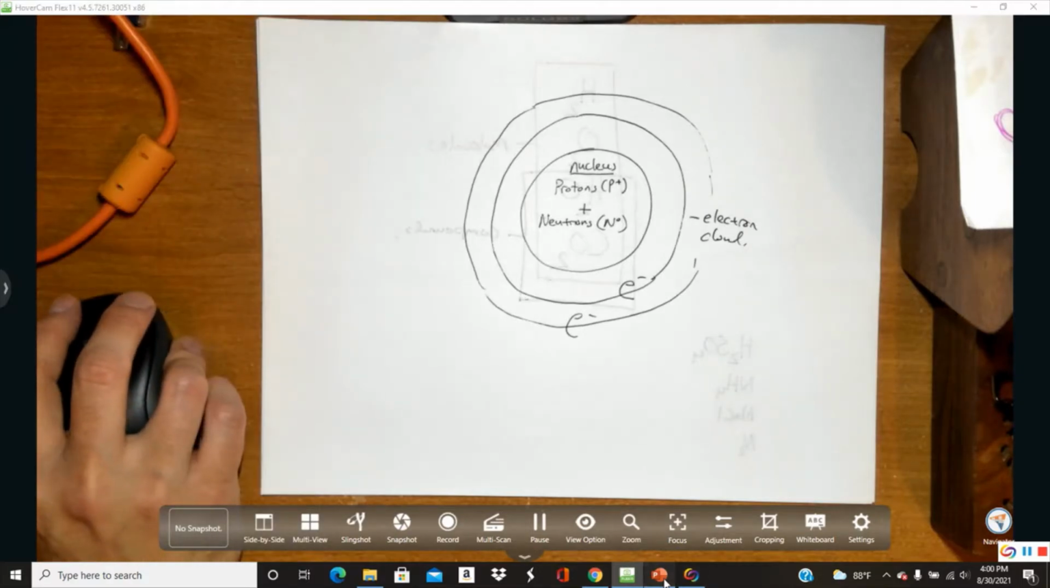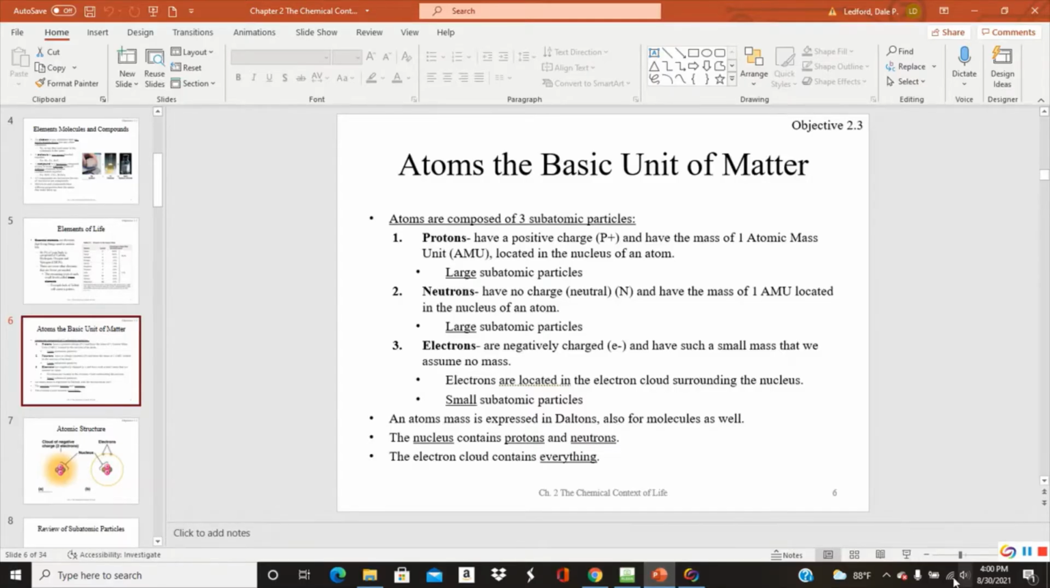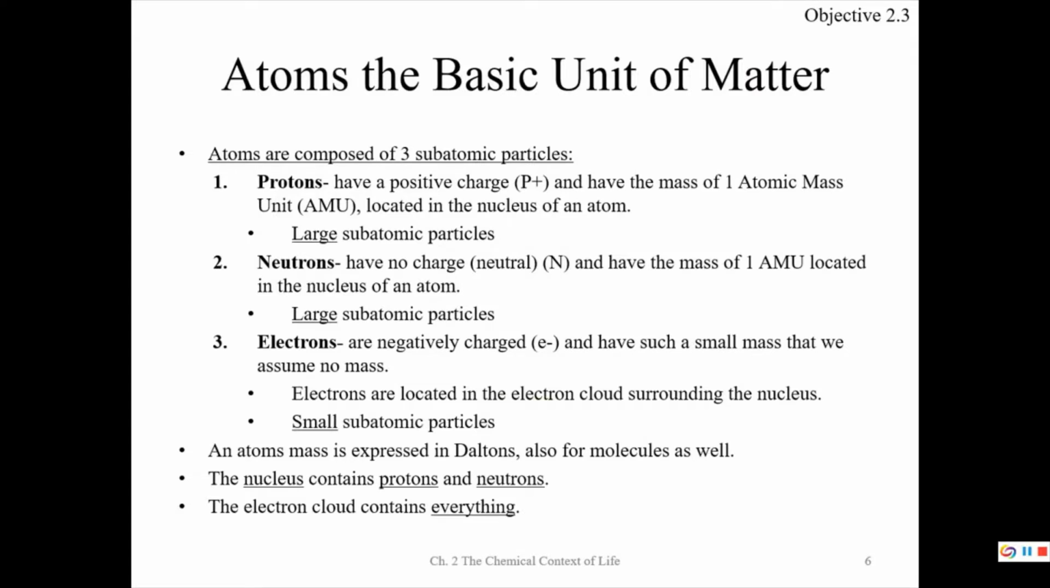Now, what I want to help us understand is that the differences between protons and neutrons are in their charge, not their mass. They're both located in the nucleus, and they both weigh 1 AMU, but they have different charges. Protons have a positive, +1 charge, whereas neutrons have no charge; they're neutral.